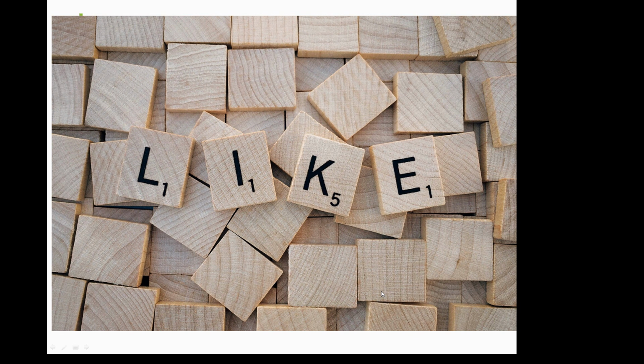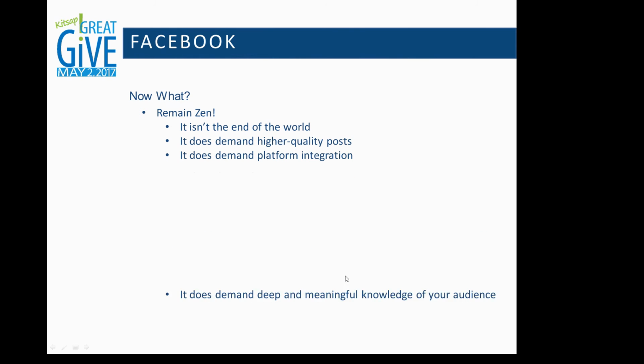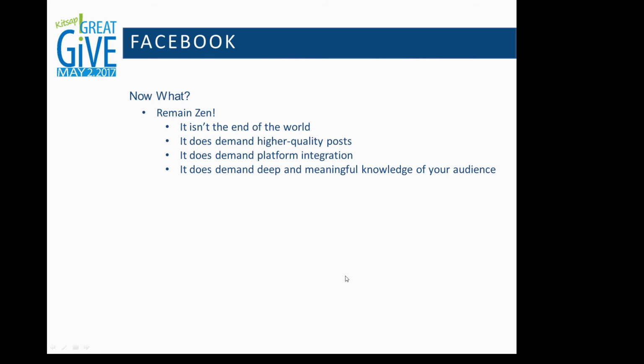So what about the like? How do we get that like? What do we do now? First of all, remain zen. It is okay. This is not the end of the world. You do have to have higher quality. You do have to integrate your website and your Twitter account and your e-newsletters and get all of those things integrated, and every link to everything should be on everything else. And I talked about that in detail in the basic training, so I won't go over that here.